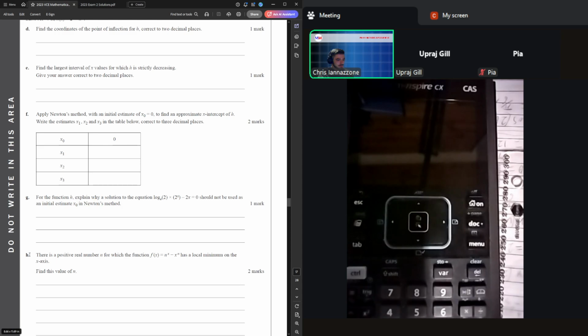But anyway, if there's any questions about that, feel free to let me know. Otherwise, H, where they've gone even more generic again. Completely generic exponential, completely generic power function.